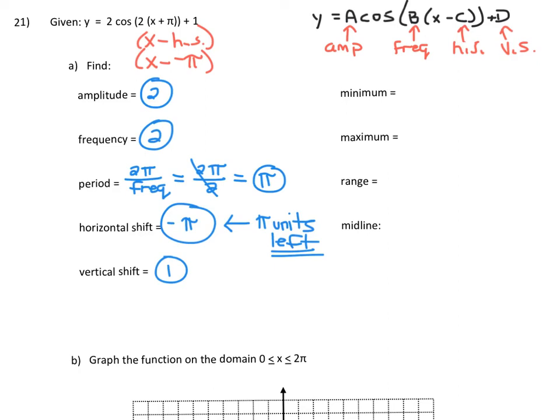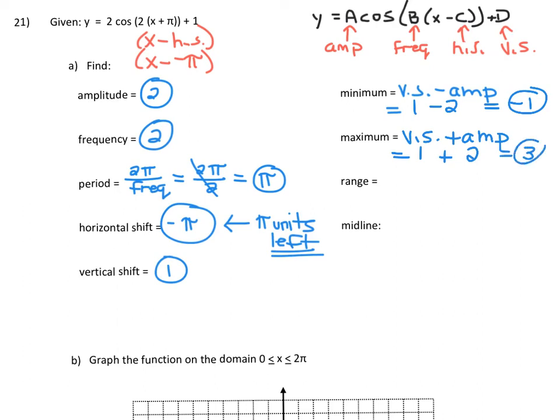Okay, now let's move over here. We know the minimum. So our formula, I'll write it this time. The formula for minimum is the vertical shift minus the amplitude. Okay, so the vertical shift we found over here is 1. And the amplitude we found over here is 2. So it's just going to be 1 minus 2, which is equal to negative 1. Okay, the maximum is the vertical shift plus the amplitude. So again, our vertical shift is 1 plus our amplitude is 2. So when we add those up, we get positive 3.